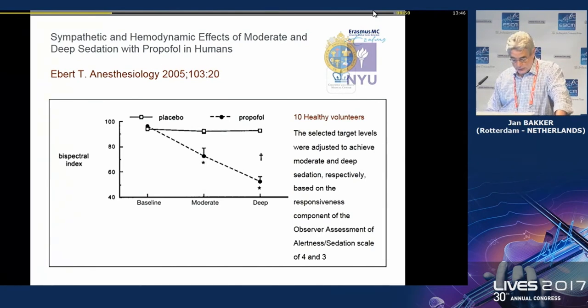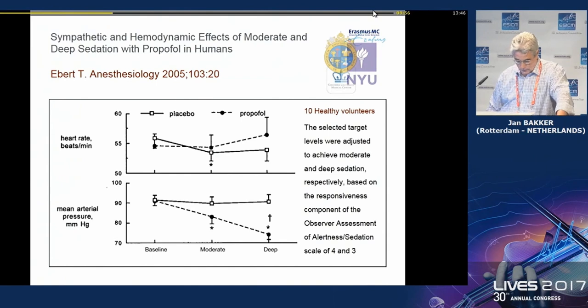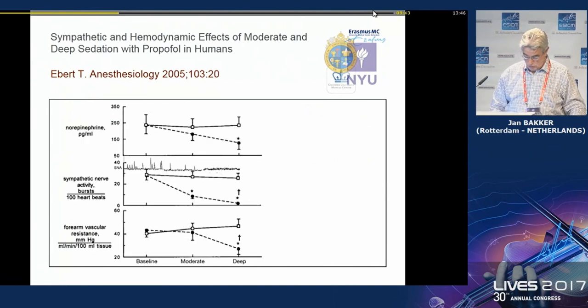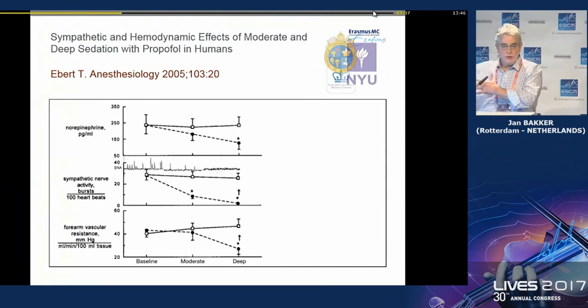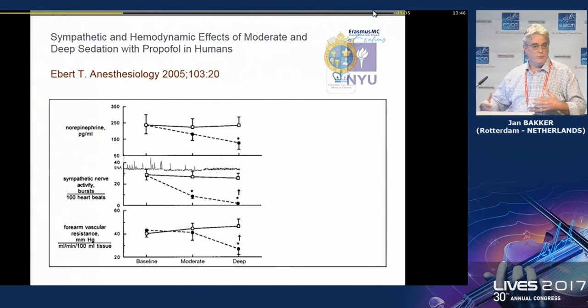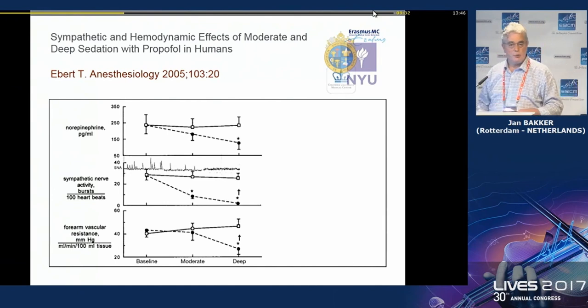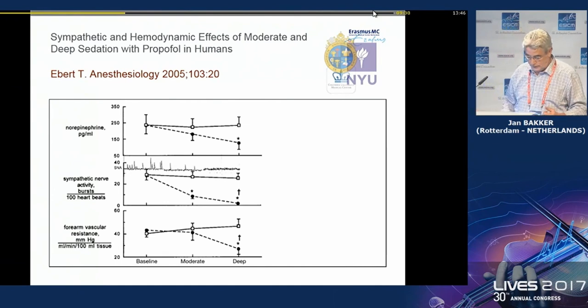And then they measured, the wrong one. Then they looked at heart rate and blood pressure, and as you can see in the propofol group, the heart rate goes up a little bit, and the blood pressure decreases with an increasing dose of propofol, or maybe with an increasing loss of sympathetic tone. Maybe it's not the real vasodilation of propofol that induces your hypotension, but maybe it's the loss of sympathetic tone.